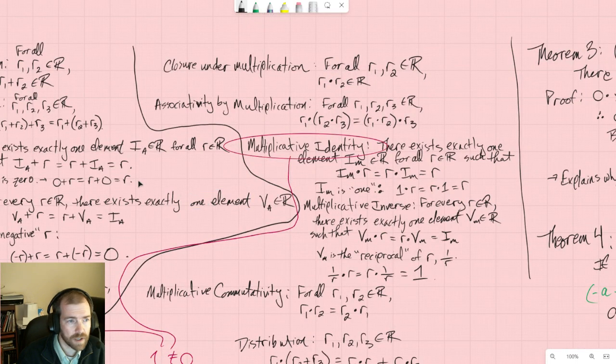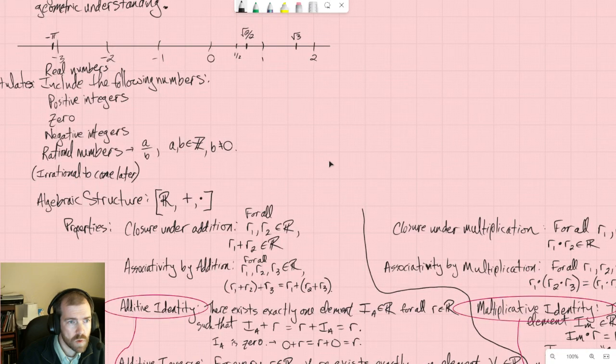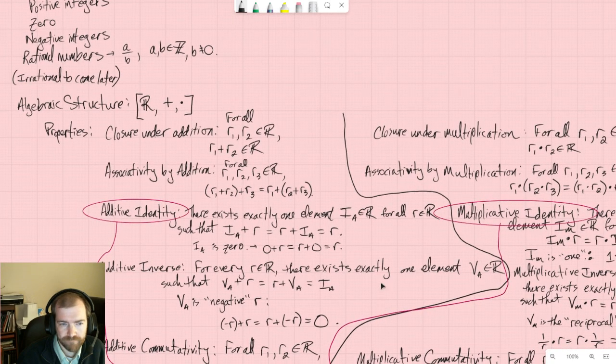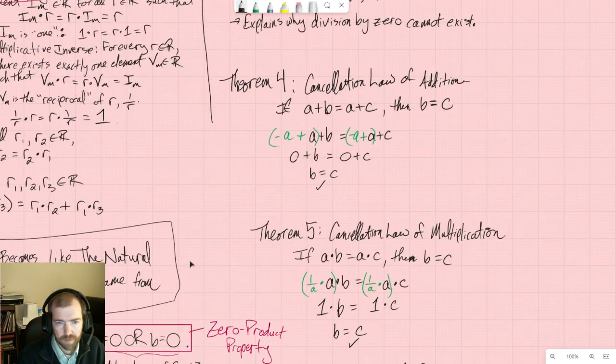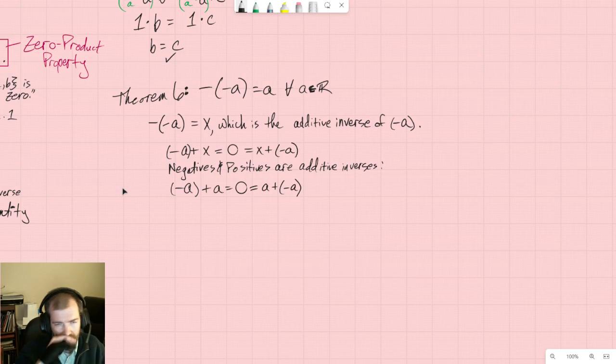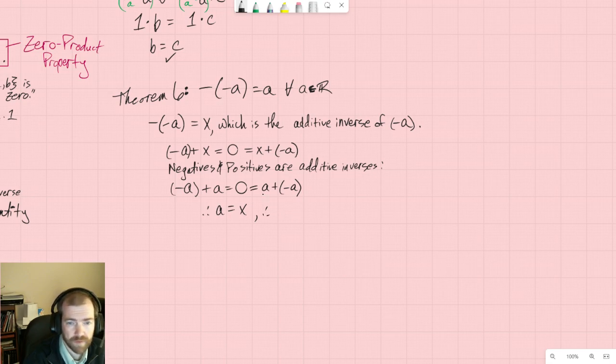So we talked about this back here somewhere. Yep, additive inverse. So here, negative r plus r is equal to r plus negative r is equal to 0. So here, same deal, just using a's. So therefore, a must be equal to x, and therefore, negative a is equal to a.